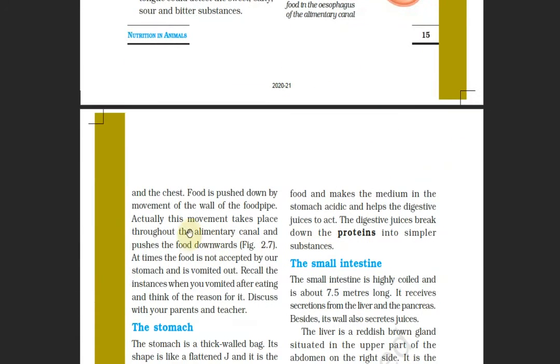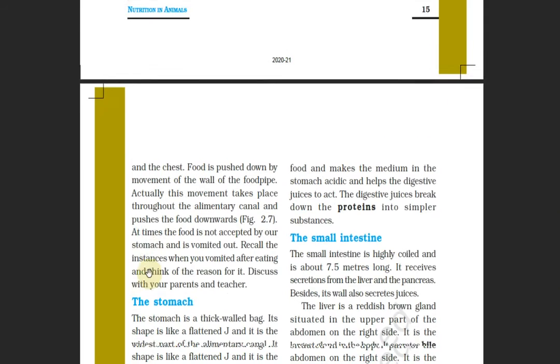This movement takes place throughout the alimentary canal. The alimentary canal starts from the buccal cavity and ends at the anus. The peristaltic movement pushes the food towards the stomach in the second phase. That means it pushes it towards the stomach.